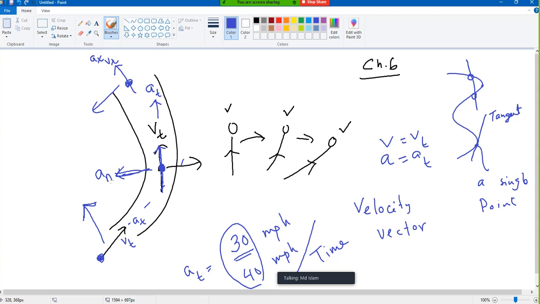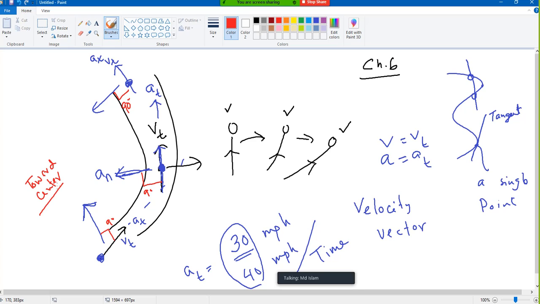It is important to remember that normal means perpendicular. If I show you, this angle is 90 degrees, this angle is 90 degrees, this angle is 90 degrees. This is how it is called normal. And towards center, I can write towards center.